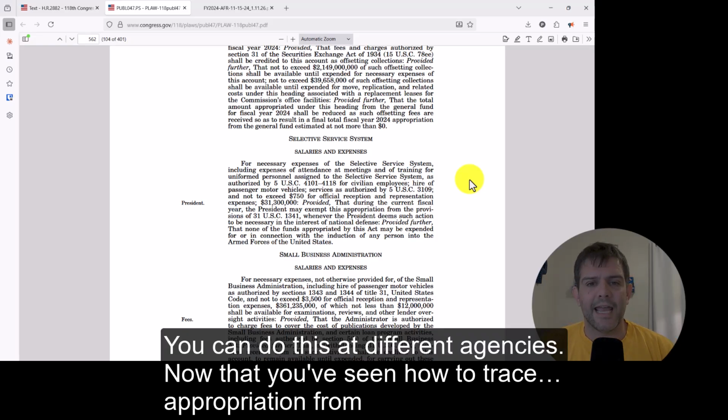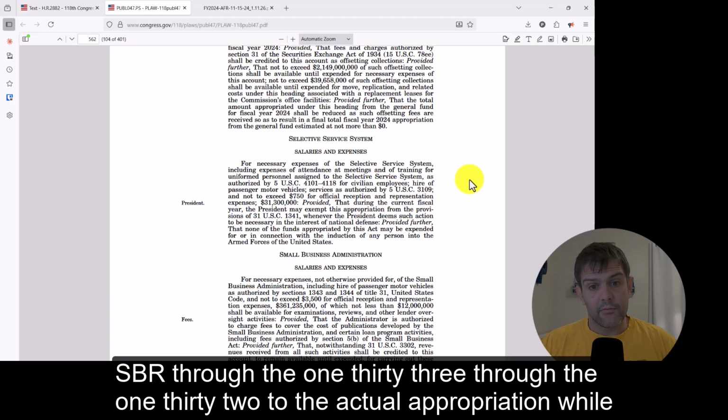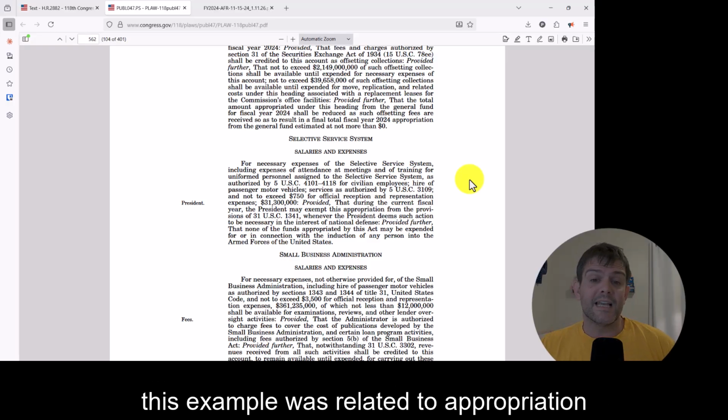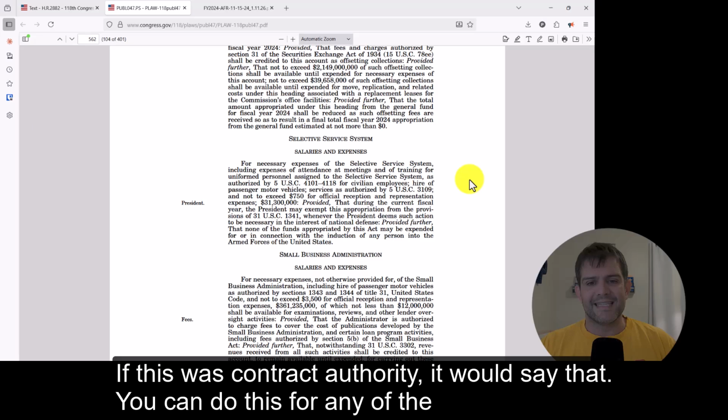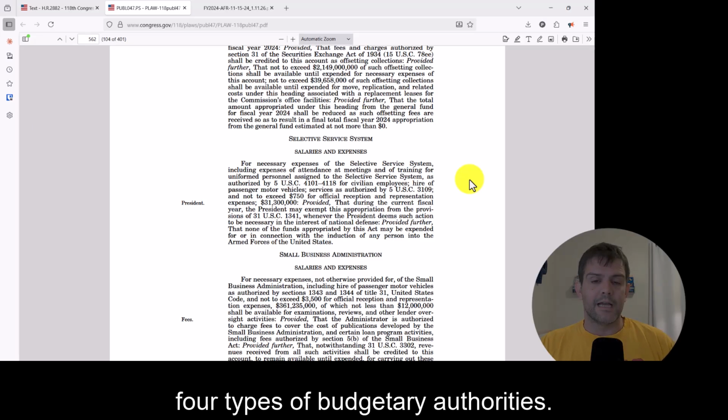Now, you could do this for every other type of appropriation that you have. You can do this at different agencies. Now that you've seen how to trace an appropriation from SBR through the 133, through the 132 to the actual appropriation, while this example was related to appropriation specific, if this was borrowing authority, it would let you know. If this was contract authority, it would say that. You can do this for any of the 4 types of budgetary authorities.